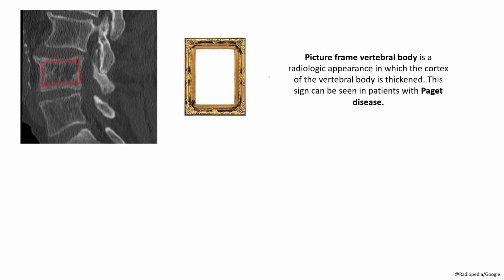Next case, what is happening in this CT of vertebral body? So this is picture frame vertebra. It is because of peripheral sclerosis in the vertebral body, and it is seen in Paget's disease. So picture frame vertebral body is basically because of thickening of the cortex of the vertebral body, and it is seen in Paget's disease.